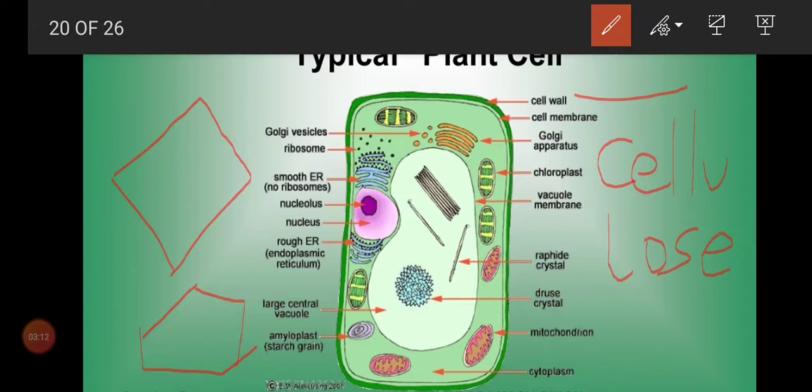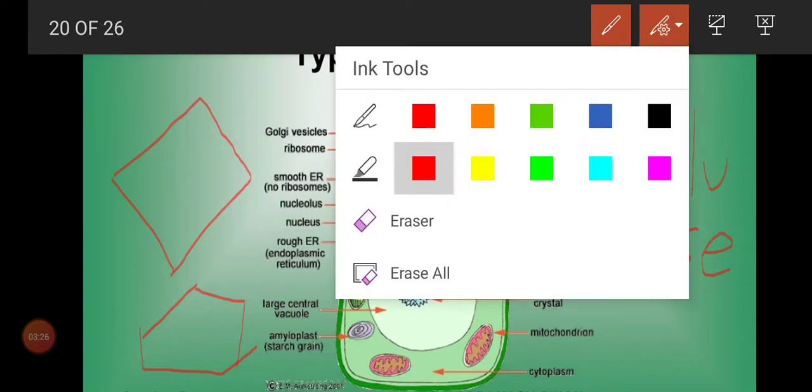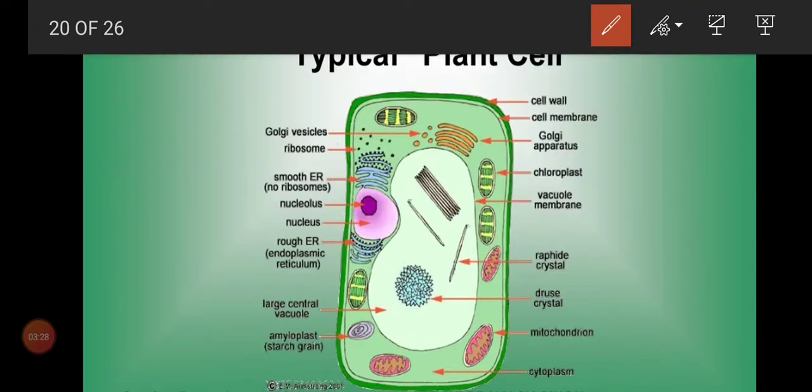Is that clear? So the cell wall is made up of what? Cellulose. What is cellulose, children? Cellulose is nothing but glucose, a complex form of glucose. Is that clear? That is the first part. And second is the cell membrane. So this is the cell membrane. First is the cell wall, which is made up of cellulose.